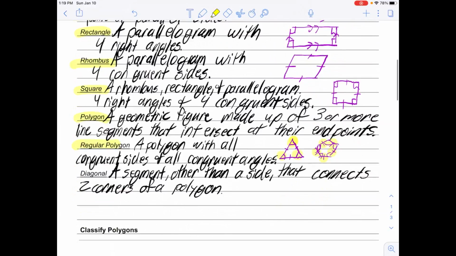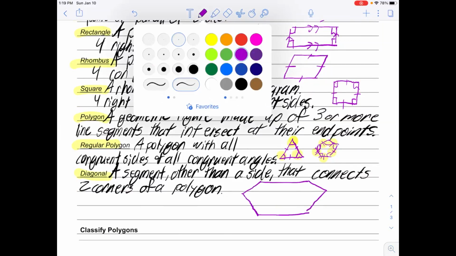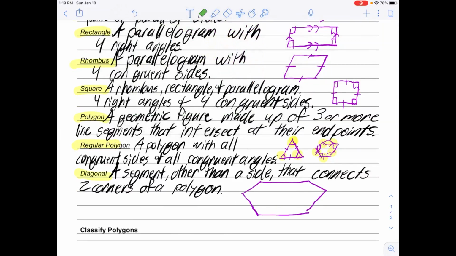Next is a diagonal. A diagonal is a segment other than a side that connects two corners of a polygon. So for an example, let's say that I had a big hexagon that looks like this. It's my big hexagon. A diagonal is a segment that connects two corners and is not a side.